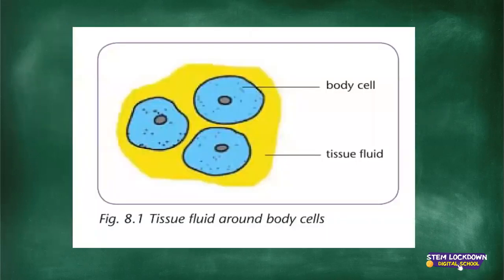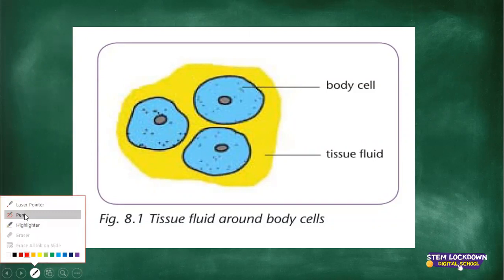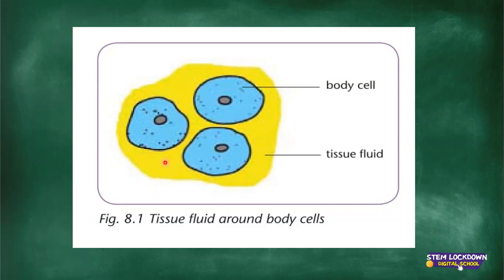This is the typical diagram if you're asked to draw, just to visualize the tissue fluid and the body cells. This is the tissue fluid in yellow here, and these are the body cells. That's how it surrounds them. So you see, absorption is easy like this because the cells are already surrounded by this fluid, so they can easily absorb from it.